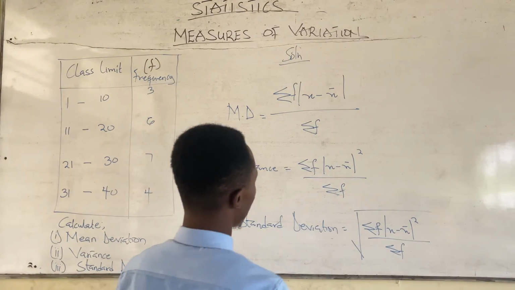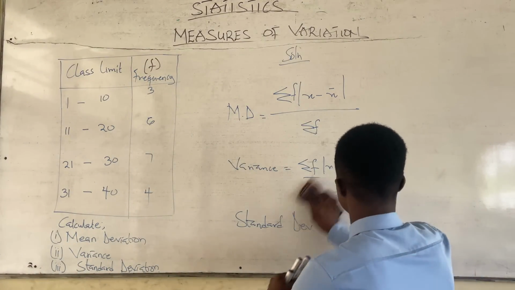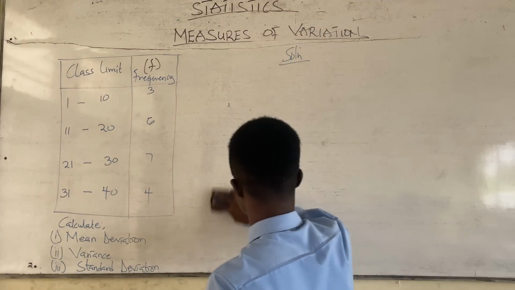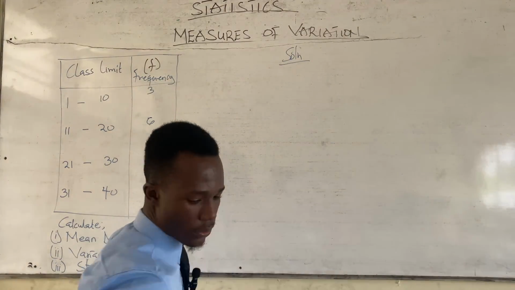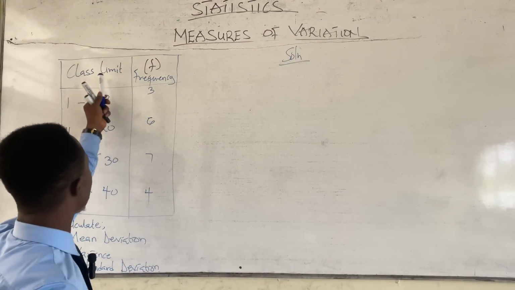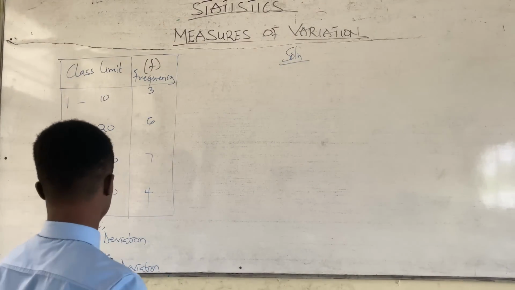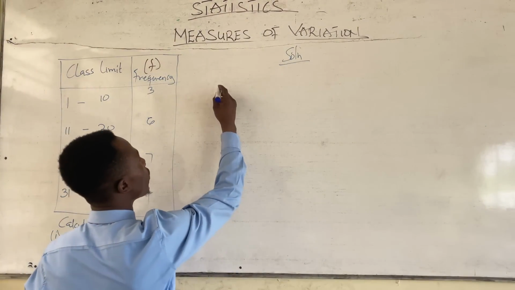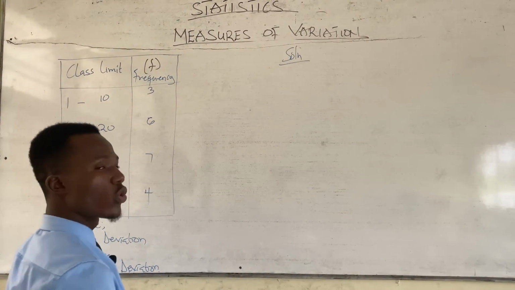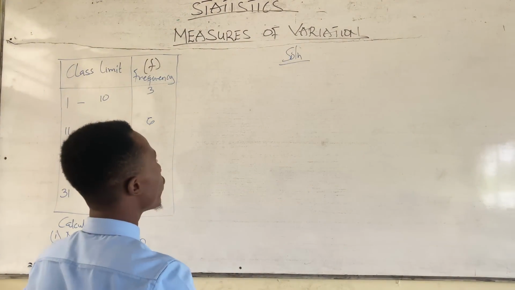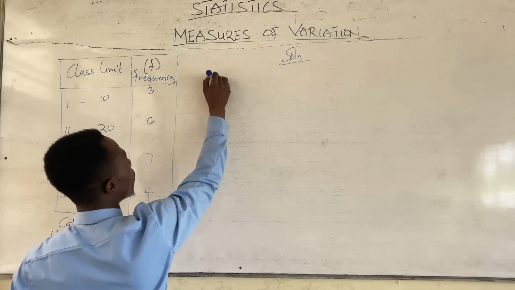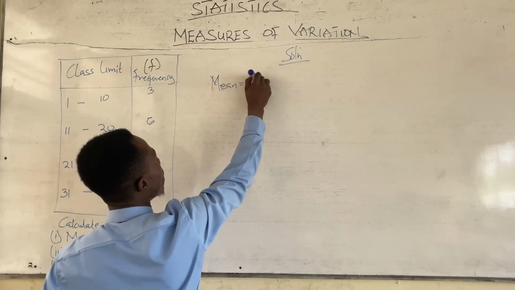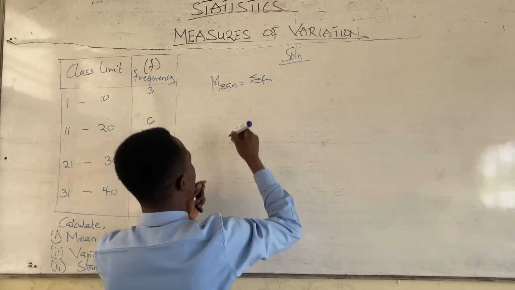Let me clean the board so that I'll get a space for what we are about to do. Now we have the class limit and the frequency. We are dealing with mean deviation first. For mean deviation, we are going to need the mean, so we first calculate the mean, because they are all deviations. Mean is summation fx.